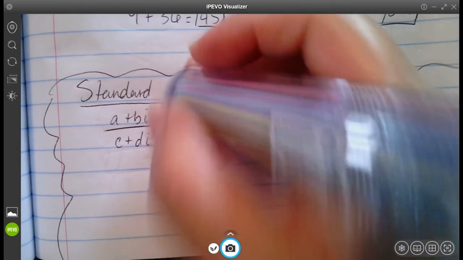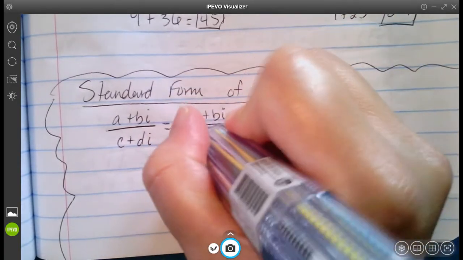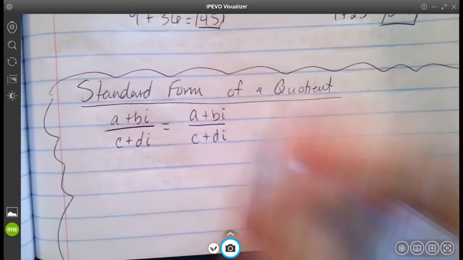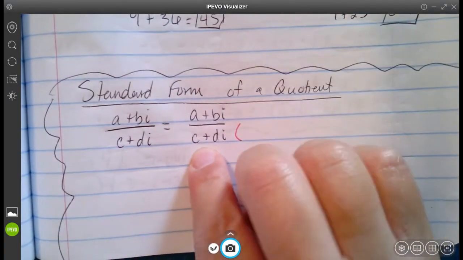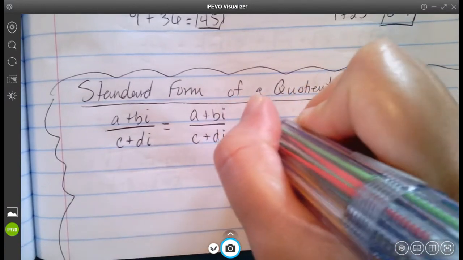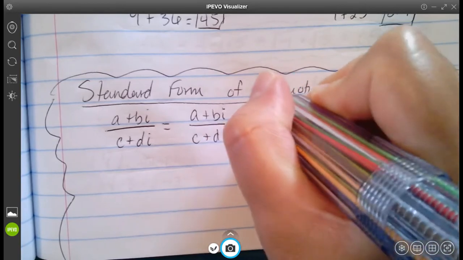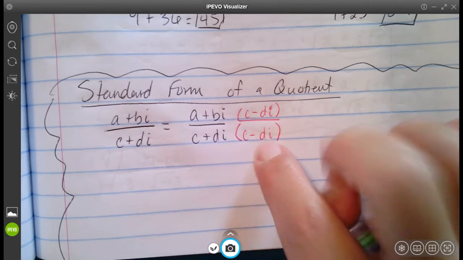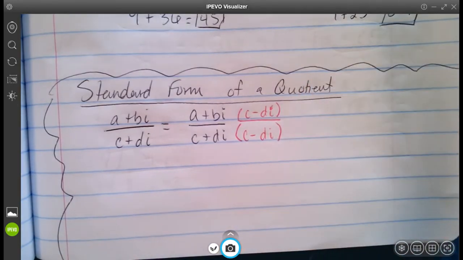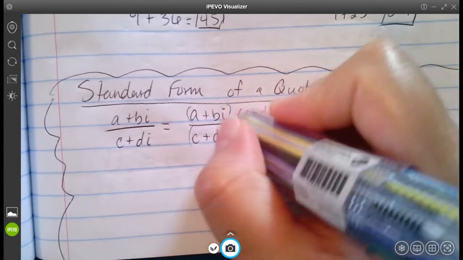Here we go. So I'm just going to recopy this, a plus bi over c plus di, okay? And I'm going to multiply times whatever the conjugate is of the bottom. So c minus di, and then c minus di. Remember, I'm allowed to do this because this divided by itself is just 1, so we're really not changing any value here, okay? And then we're just going to go ahead and do the FOIL like we did in the past. So I'll put these in parentheses.